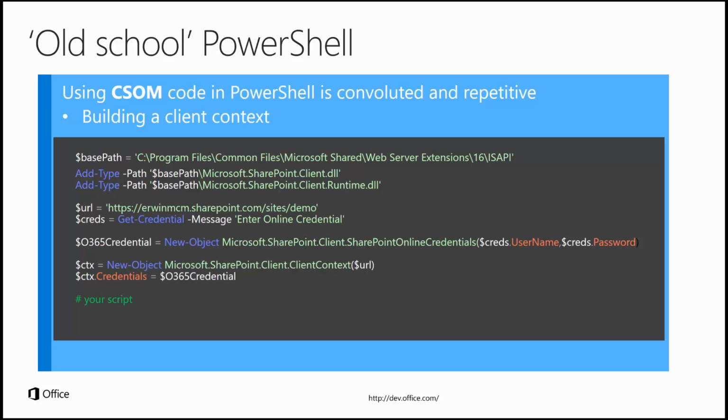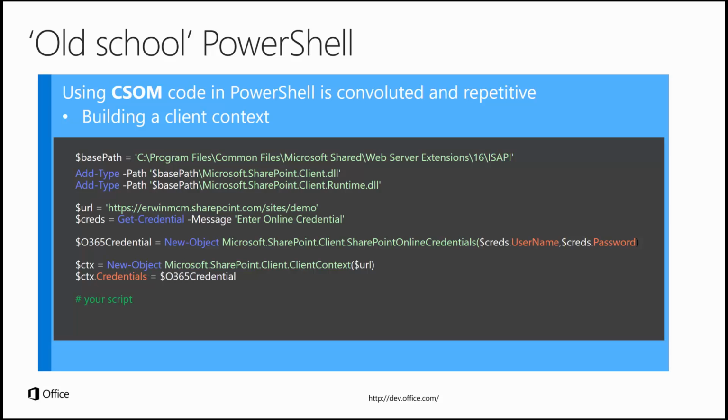Then I create a client context, and when I'm done creating the client context, I set the credentials property of the client context to my credential object that I just created. And then I can start to write my script. So for every PowerShell script that you write, you're duplicating these lines on top of your script. You might put them in a method or in a function or in another commandlet, but you're still duplicating this every time to build up a context and to do things.